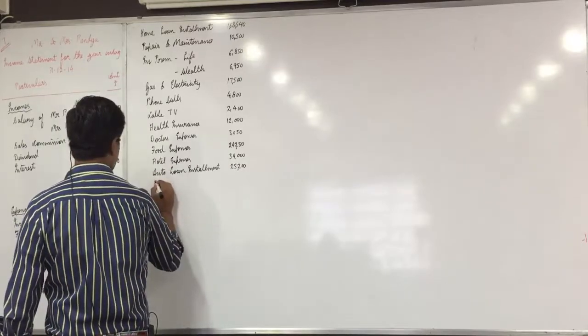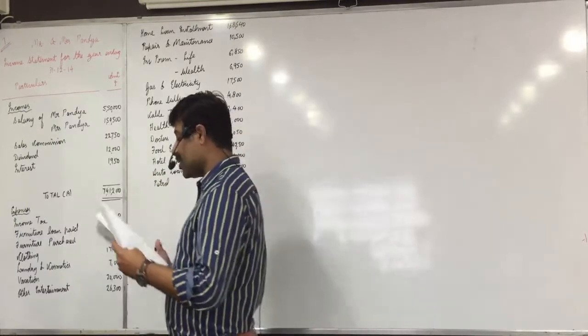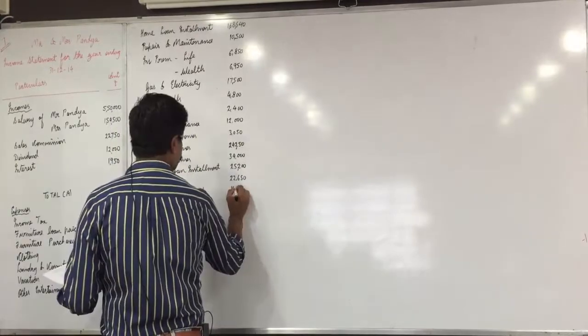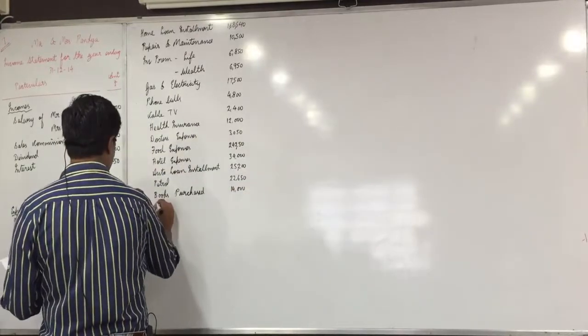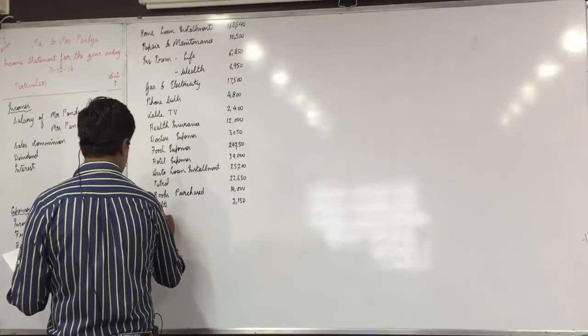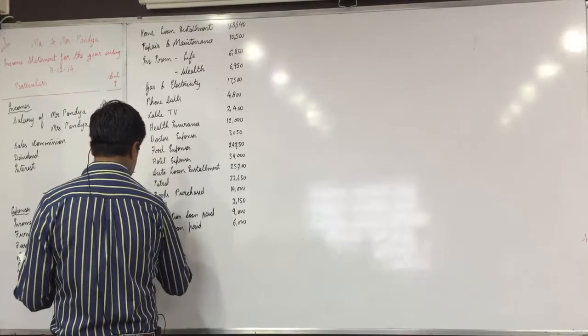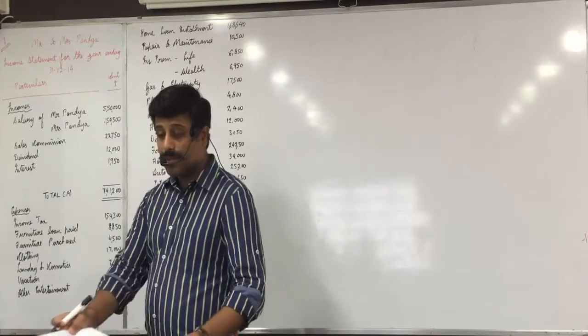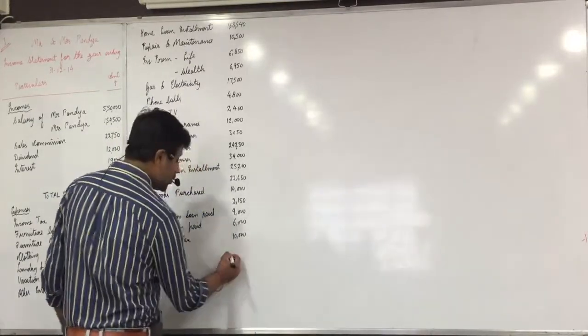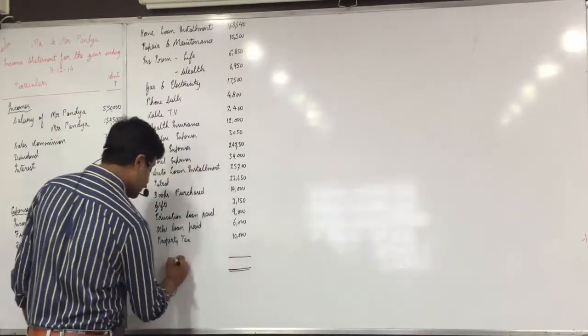Petrol expense 22,650. Books purchased 14,000. Gifts 2,150. Education loan paid 9,000. Other loan paid 6,000. Property tax 10,000. So, leaving around 2 lines. What is the total of expenses?